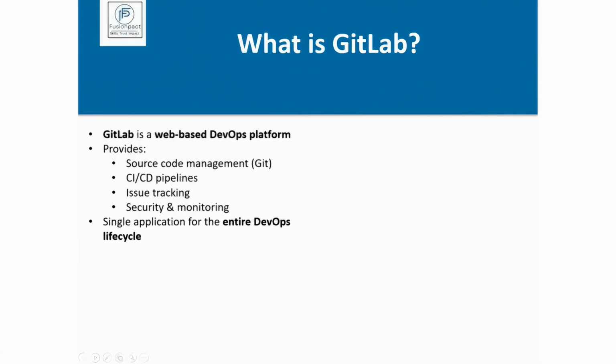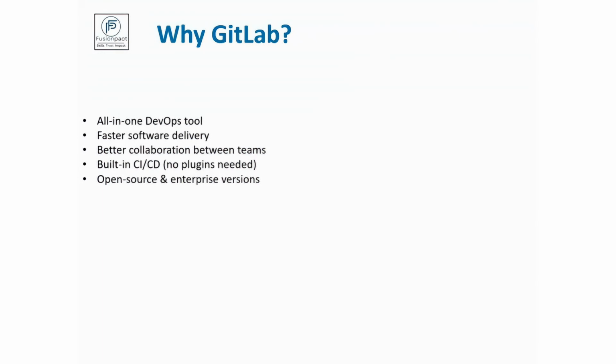GitLab is a web-based DevOps platform. It provides source code management, CI/CD pipelines, issue tracking, security and monitoring. It is a single tool for the entire DevOps lifecycle.